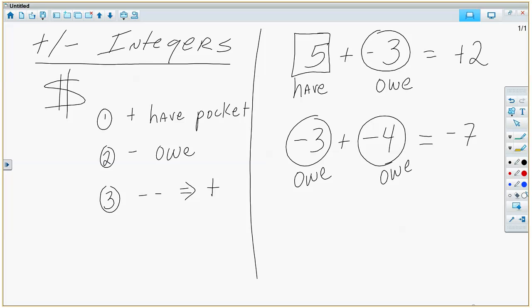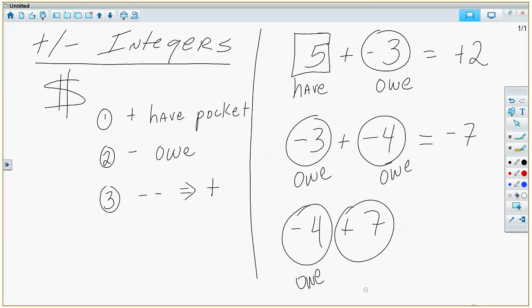Well, what if you have this? Negative 4 plus 7. Well, you owe Walmart $4. You have $7 in your pocket. If you owe Walmart $4 and you have 7 in your pocket, what's the outcome? You have 3. If y'all want to make this complicated, I guess we could make it complicated, but I'm not going to.